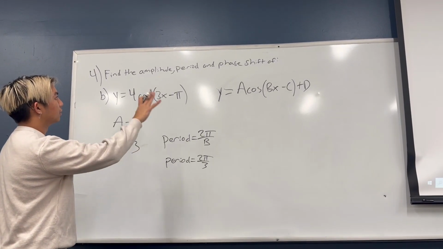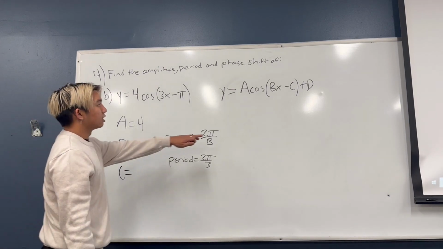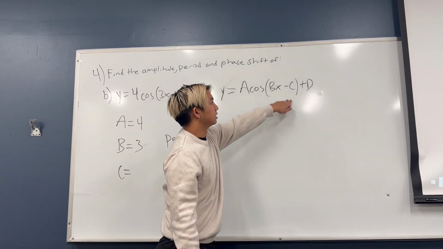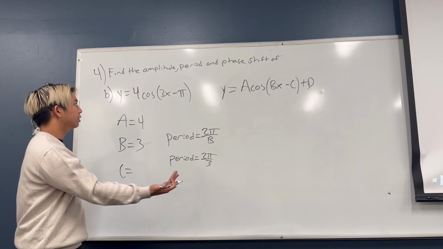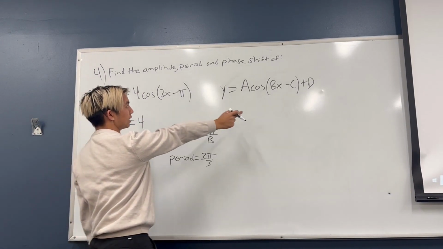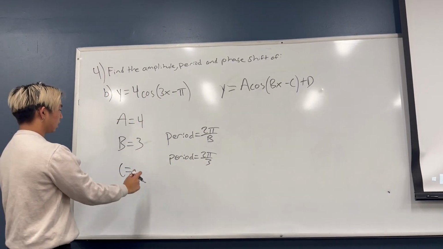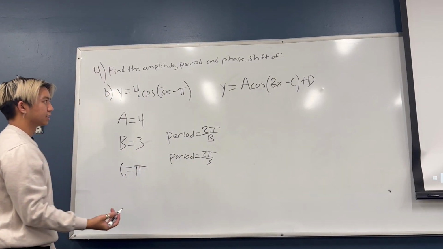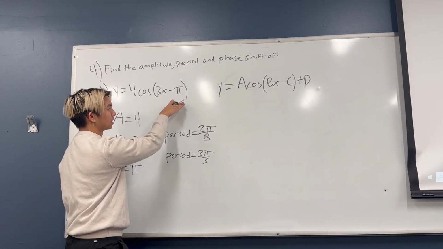And then we're trying to find our phase shift, so we're trying to find our c. If we look here, we have bx minus c, and here we have 3x minus pi. Notice that we have a minus and a minus, so our phase shift here would be just pi, because it has to match the minus pi here.